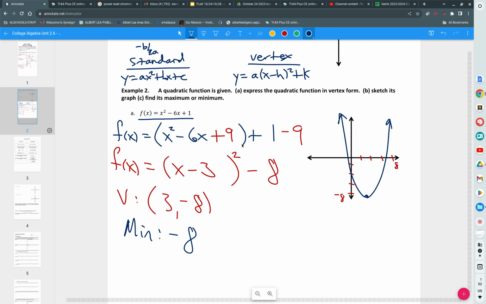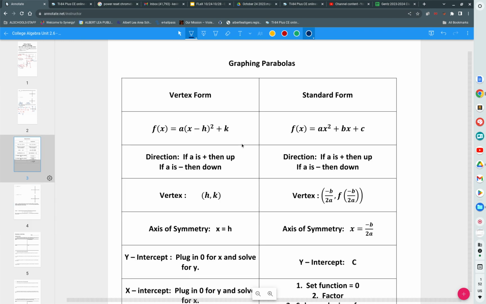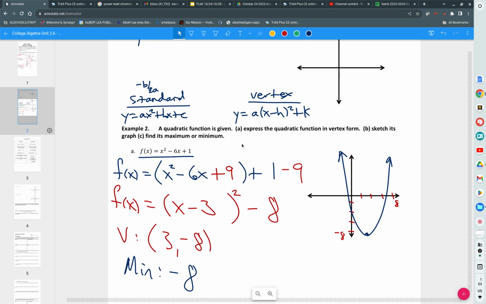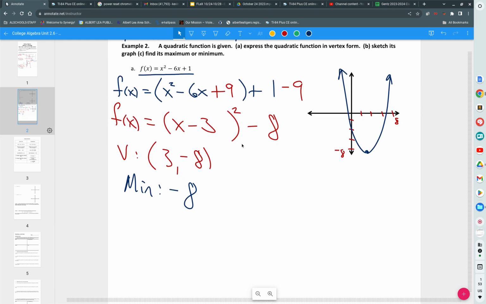Flip it over. What's different about this one? By the way, this sheet that I have in the middle there summarizes some of the things about vertex and standard form if you feel like you need to check that out. Yes, Nevaeh? How do you know what the x-intercepts are? For vertex form, all I'm going to ask you to do is to place it in the form and identify the vertex and know the maximum or minimum. That's it. I will not ask for the x or y intercepts.